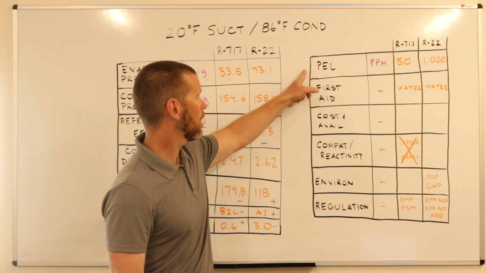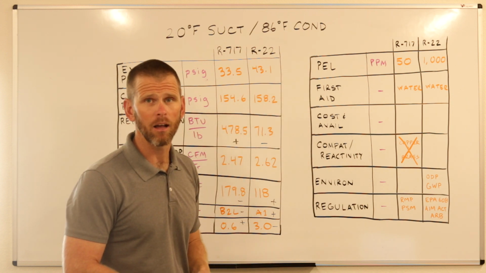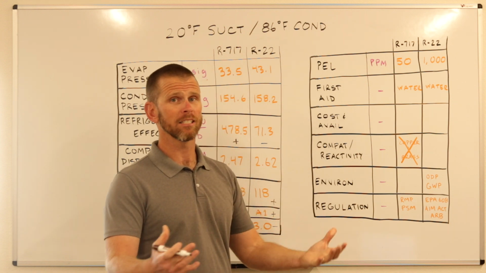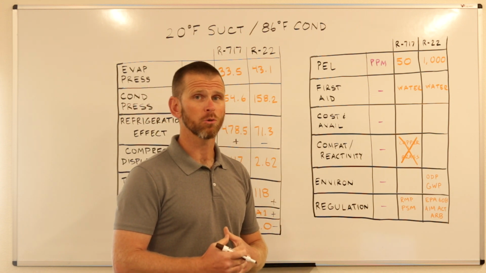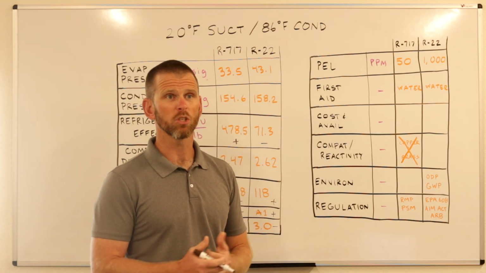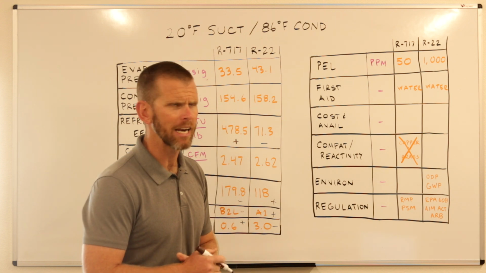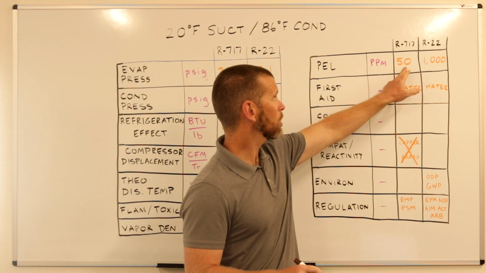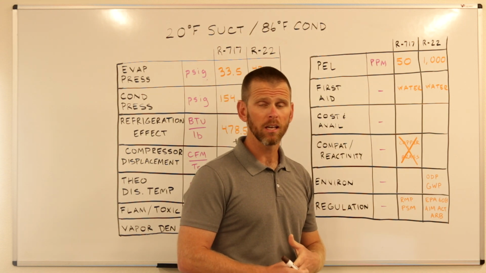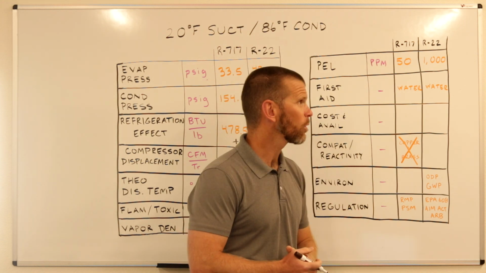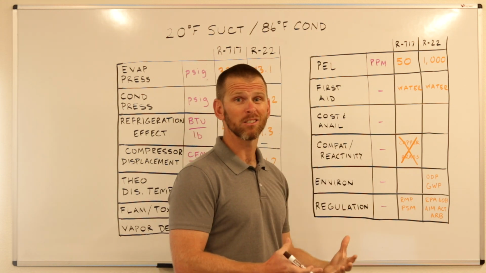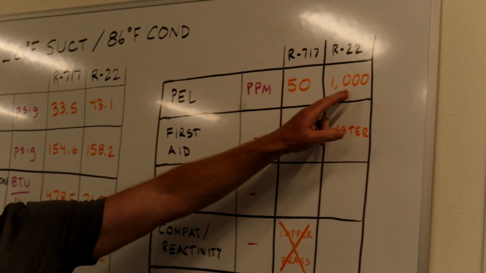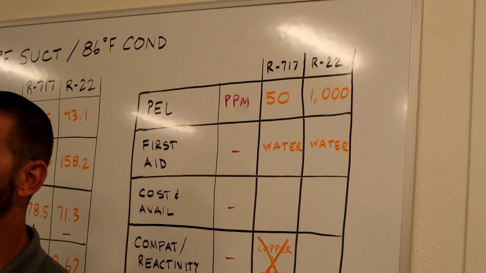Moving on to exposure limits. The PEL is the permissible exposure limit, and that is what OSHA has defined as the concentration that a worker can be exposed to without respiratory protection for an 8-hour day. For ammonia, federally, that's 50 parts per million. Here in California, where I'm recording this video, OSHA says it's 25 parts per million, but we use 50 for this case. For R22, it's 1,000 parts per million.